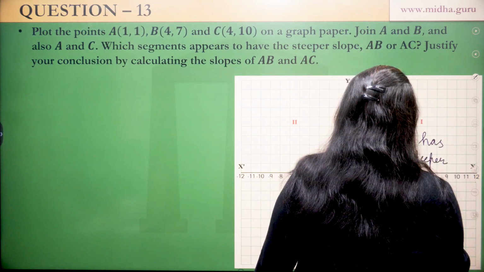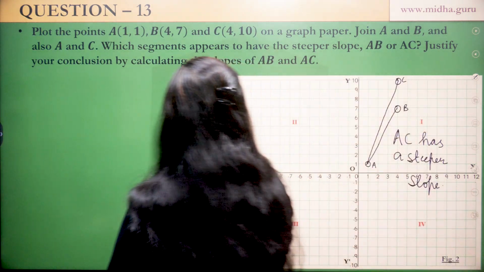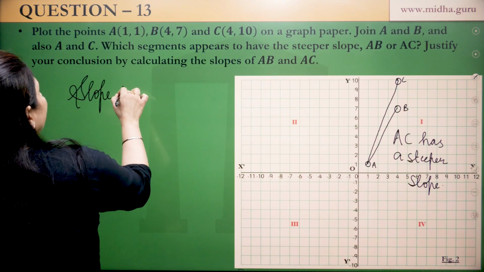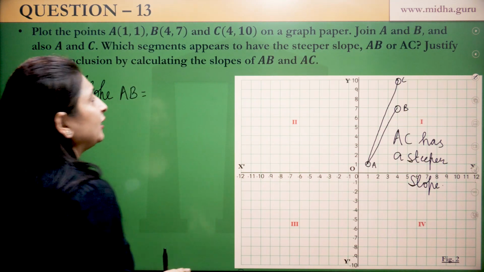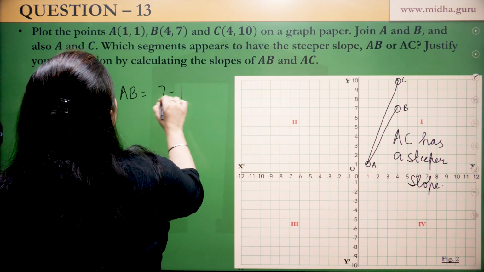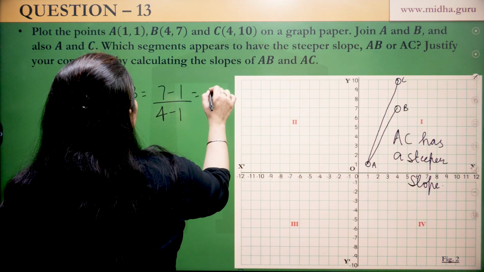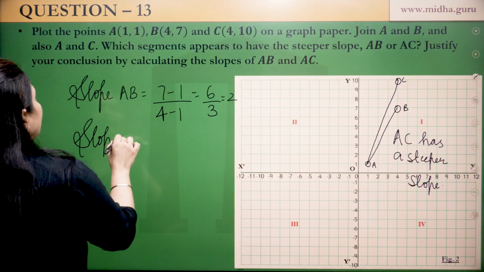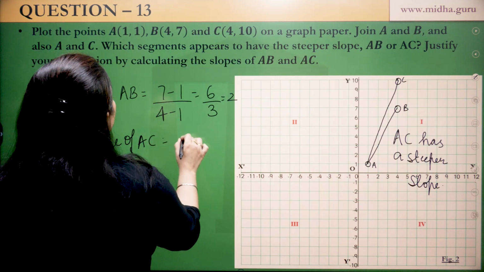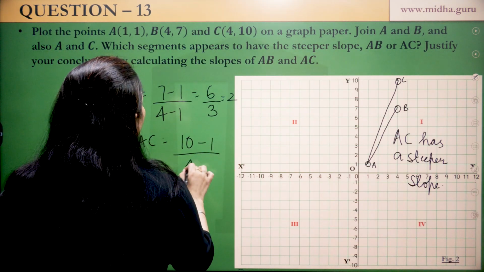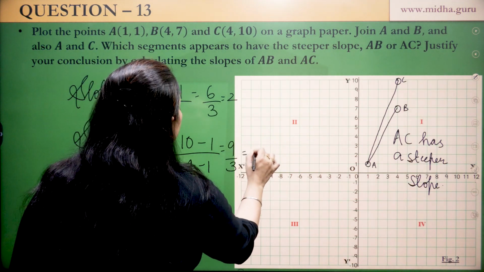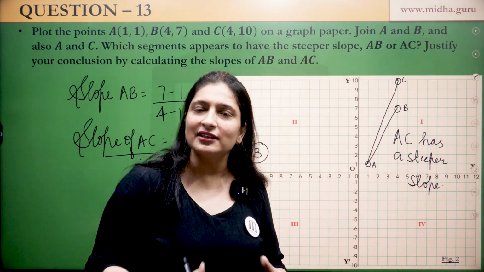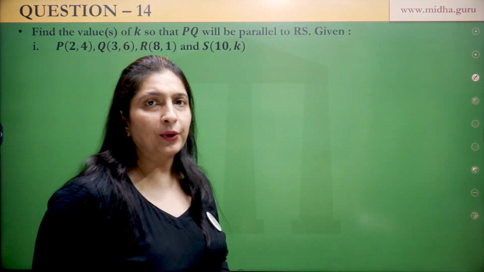Now we'll prove it by calculating using the slope formula. If the 2 points are given, first we'll calculate the slope of AB by difference of ordinates by difference of abscissa. So AB, it will be 7 minus 1 by 4 minus 1, which is 6 by 3, which is 2. Slope of AB is 2. Now find the slope of AC, which is 10 minus 1 by 4 minus 1, which is 9 by 3, which is 3. So we can also see from calculation that the slope of AC is greater than the slope of AB.